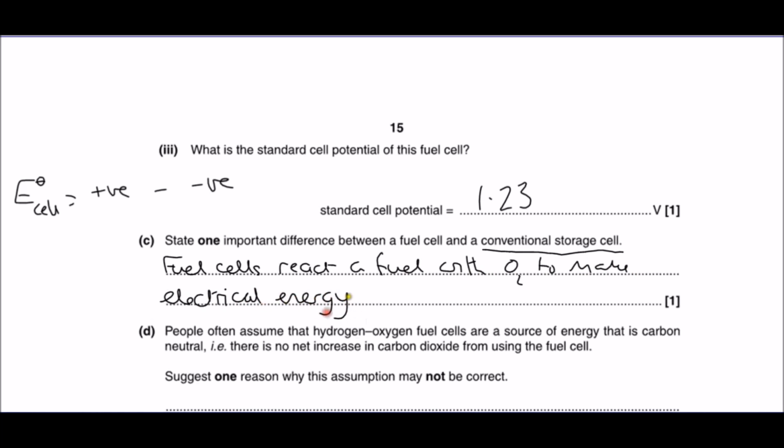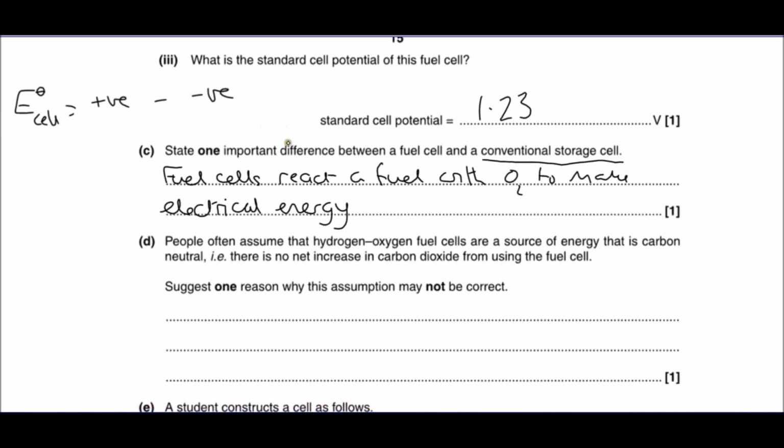So this links back to some of the other statements you'll have learnt. You should know that fuel cells require a constant supply of fuel. Think about a conventional battery. You don't need to fill them up with new chemicals. It's all stored within it. But fuel cells need that constant supply because they react the fuel with oxygen to make electricity.